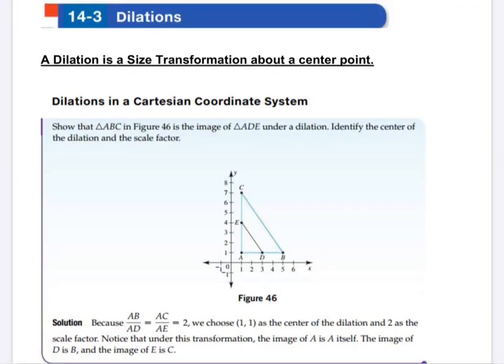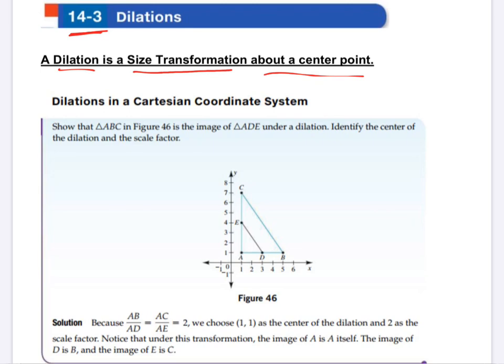Okay, we're in 14.3, talking about dilations. A dilation is a size transformation about a center point. So it's kind of like when they say they're going to dilate your pupil. If you go to the eye doctor, to dilate means to change the size of, right? When you dilate your pupil, they open it up. They put some kind of chemical in your eye that opens up your pupil, right?